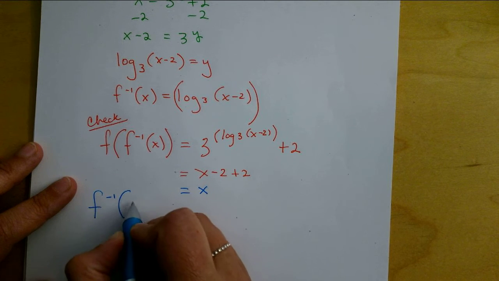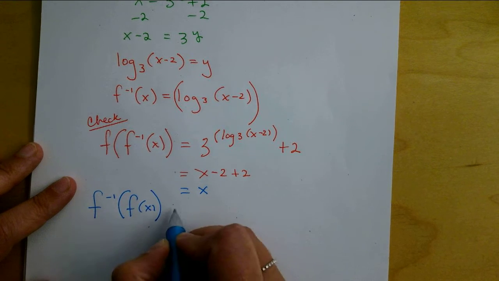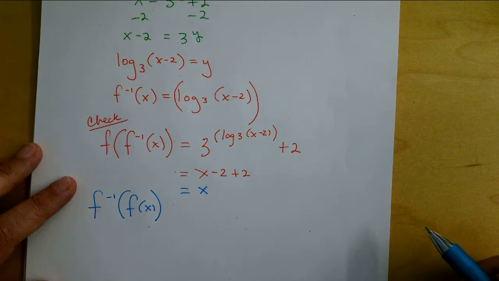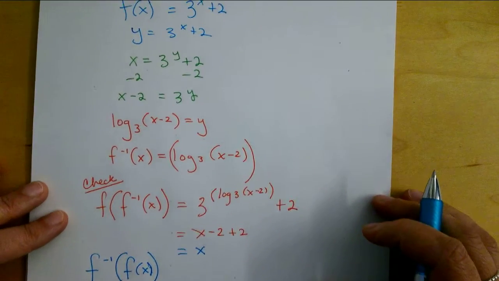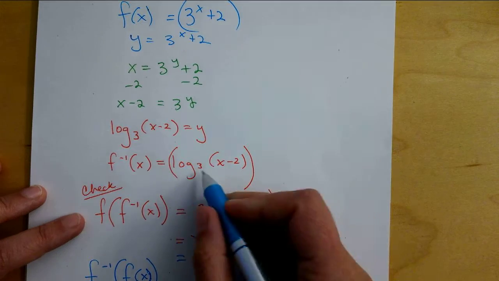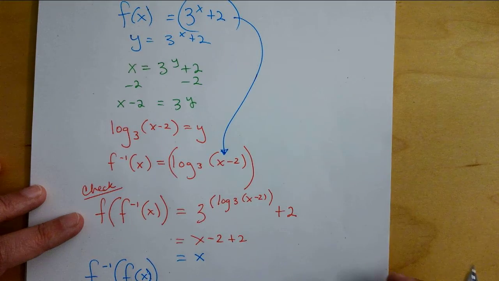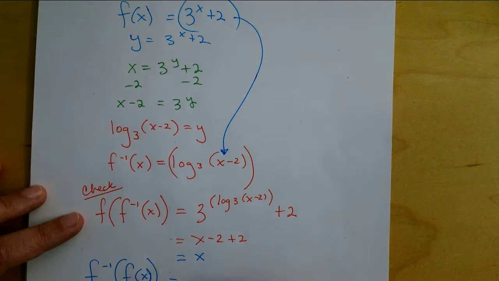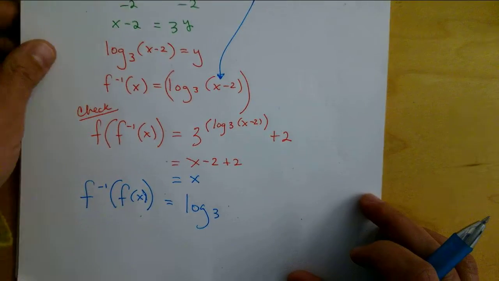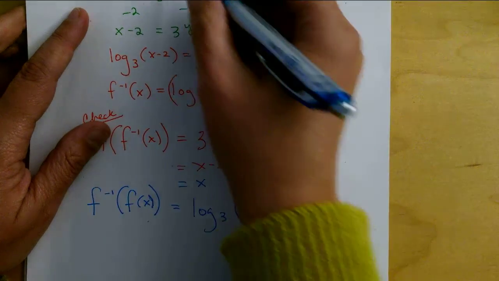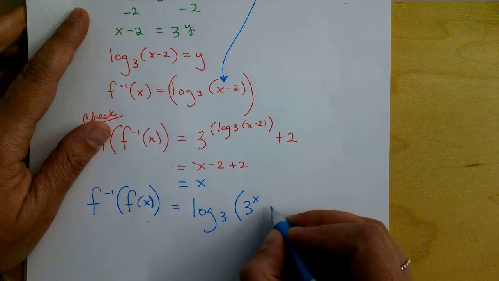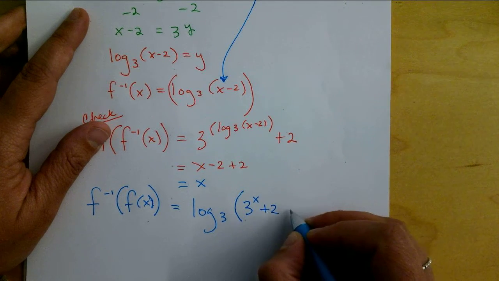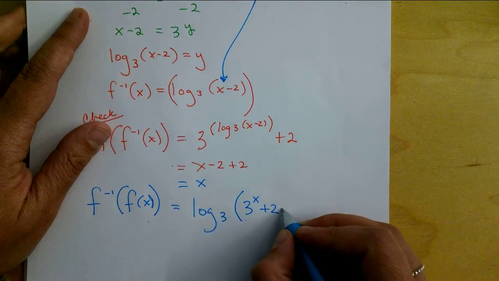It should work the other way too, though. The inverse of f of x should give us x. And this one, I think, will make a little bit more sense to you. So if I take the original f of x function, which was back here, and I plug this in for x into the inverse, that will look like this. Log base 3 of, now I'm plugging that whole thing in for x. So that was 3 to the x plus 2, and you notice it already has a minus 2 inside.